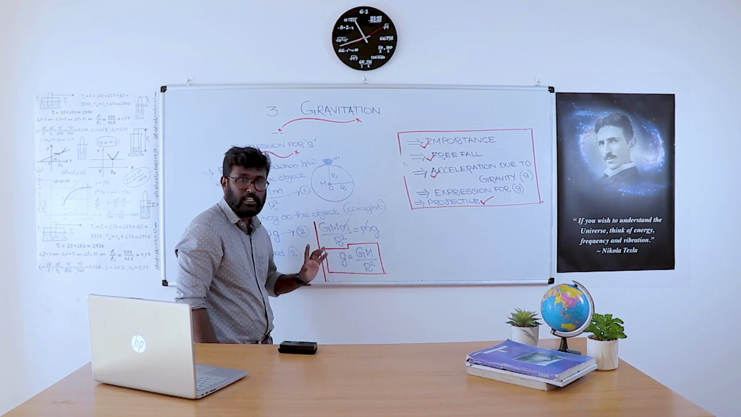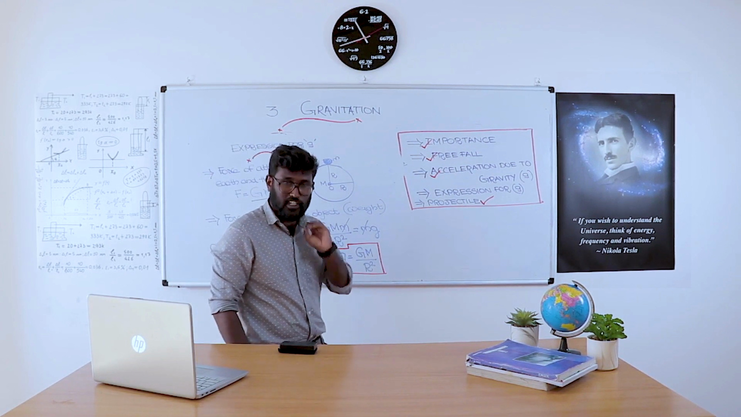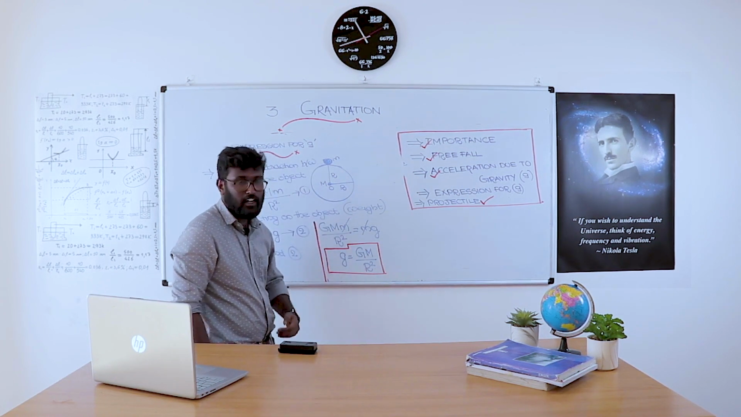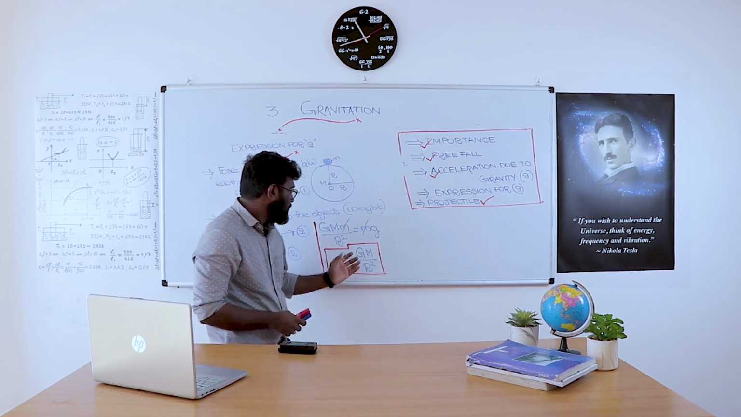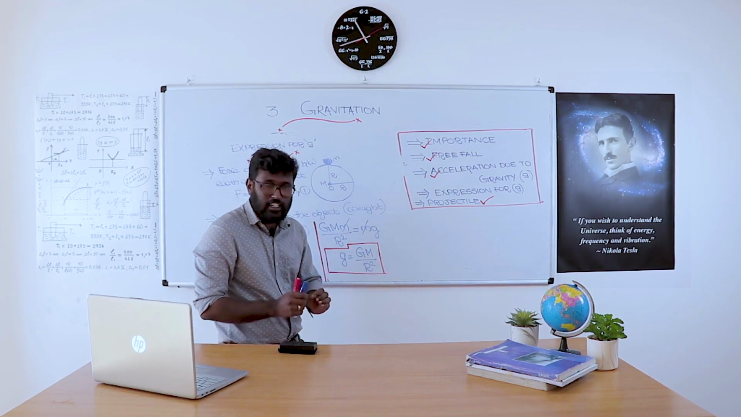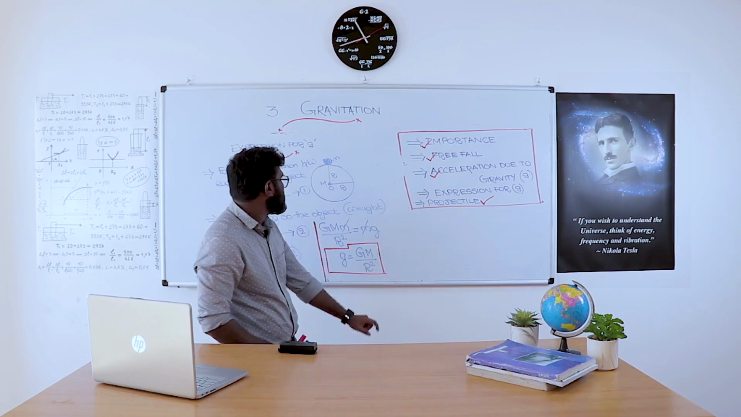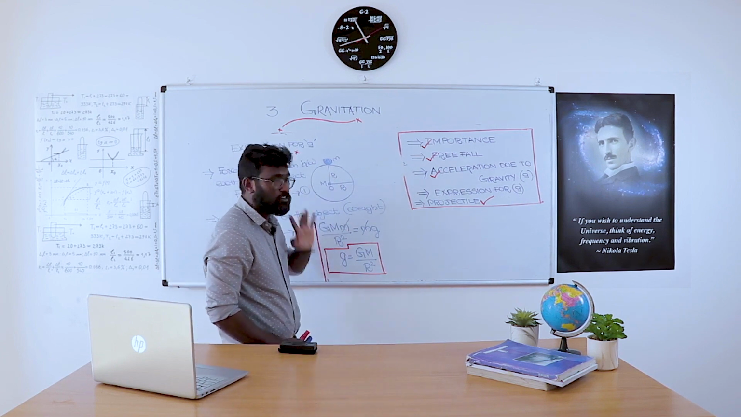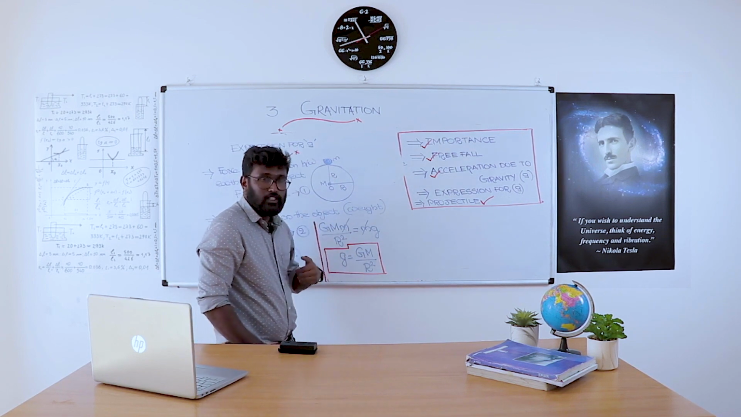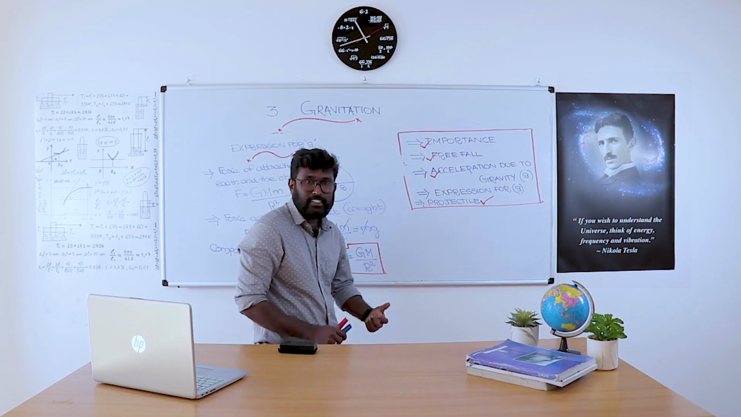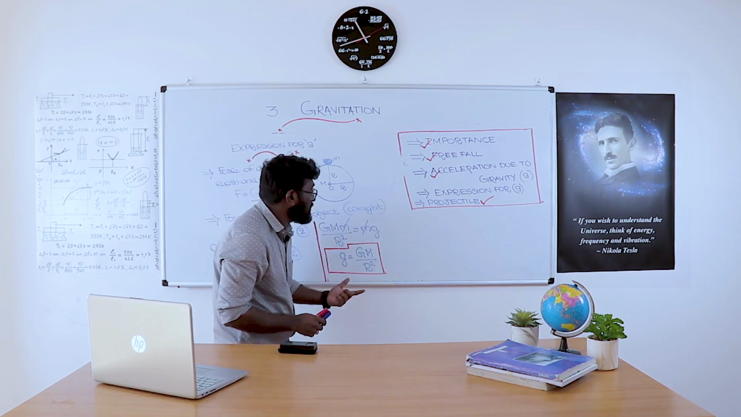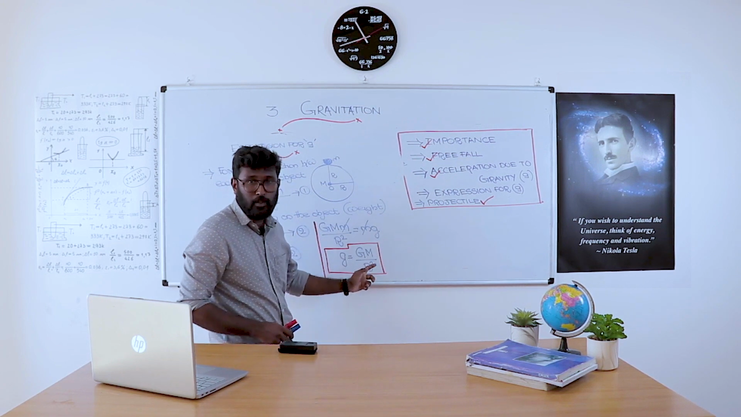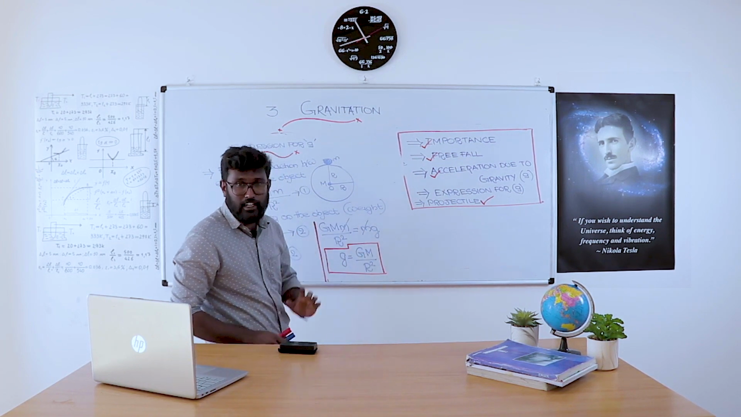What is capital letter G? Universal gravitational constant. What is capital letter M? Mass of the earth. What is capital letter R? Radius of the earth. So from the equation, it is clear that there is no influence of the mass of the body and no influence of the radius of the body. Which simply means that acceleration due to gravity is independent of the mass of the body and the radius of the body. It only depends upon the mass of the earth and the radius of the earth.